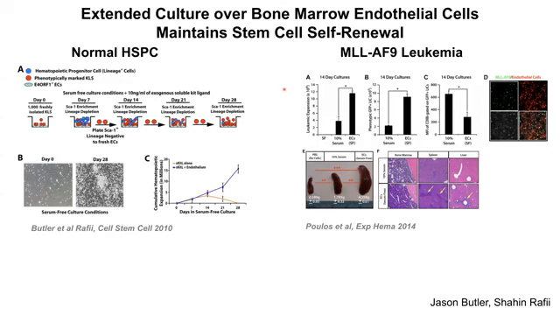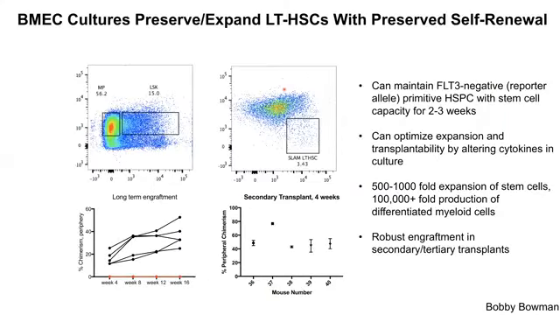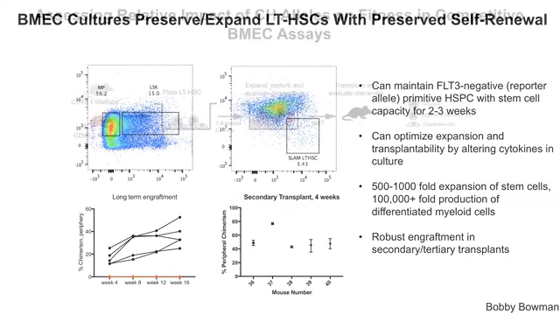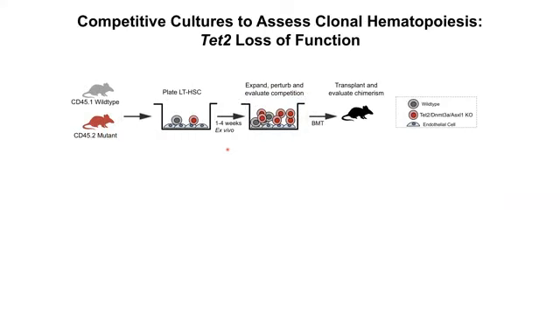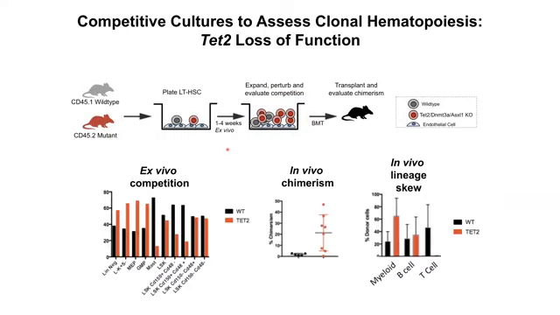And so the first thing we did was show that we could maintain stem cells from mice, just similar to what they reported. We used a FLT3 reporter to show you could maintain FLT3 negative, really long-term stem cells. We could get 500 to 1000-fold expansion of stem cells. We get 100,000 or greater expansion of differentiated cells, and we can transplant these in primary and secondary recipients. So the system works really well, but this is all just showing that we can recapitulate what Jason and Shaheen did. The reason we're excited about this system is that we can basically take wild type and mutant stem cells for your favorite leukemia or CH gene, plate them on stroma, and then ask, what does it do? And then perturb the system.